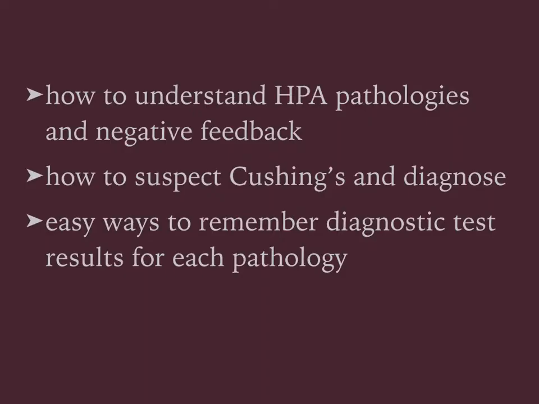So when we talk about Cushing syndrome, there are three basic things that we need to understand. How the hypothalamic pituitary adrenal axis works and how negative feedback works. How we suspect Cushing's in a patient and how do we diagnose it. And also easy ways to remember diagnostic test results for each pathology. So I'm including helpful ways to know these without thinking too much, especially in a stressful situation.